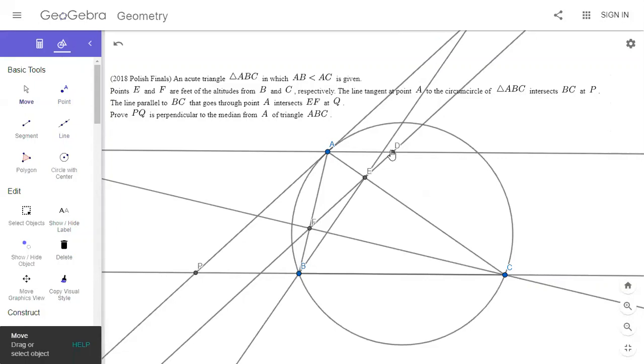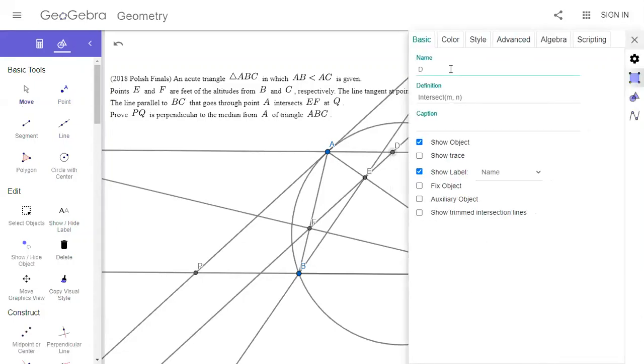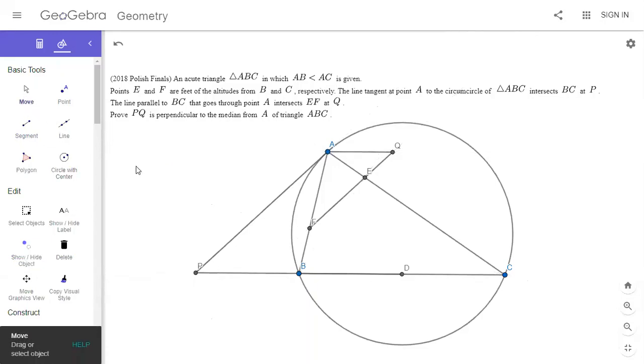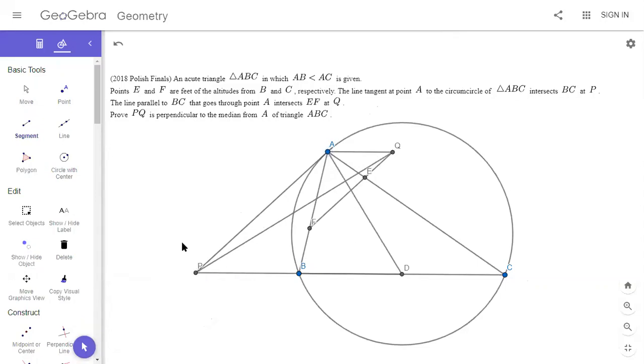Oh, I feel like I've seen this before. I feel like they took this from another competition, but I think I already know the solution. I think it uses point circles. I think I've already seen it, so I will let you guys try to solve it. But my hint is that it uses point circles. Okay, so we want to show PQ is perpendicular to the median from A.